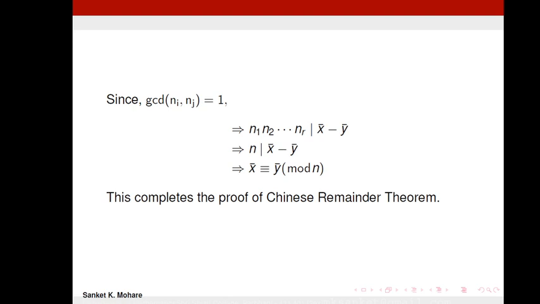So the proof is a little bit lengthy but easy to understand. This is one of the important theorems. In the next video we discuss examples on the Chinese remainder theorem. In those examples we solve a system of linear congruences.